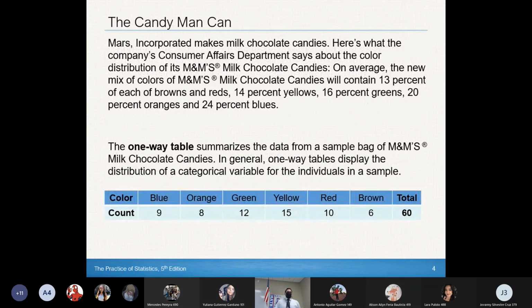Right, so here's an example. Mars Incorporated makes milk chocolate candies. Here's what the company's Consumer Affairs Department says about the color distribution of its M&M's milk chocolate candies. On average, the new mix of colors of M&M's milk chocolate candies will contain 13% of each of the browns and reds, 14% yellows, 16% greens, 20% oranges, and 24% blue. The one-way table summarizes the data from a sample bag of M&M's milk chocolate candies. In general, one-way tables display the distribution of a categorical variable for the individuals in a sample.